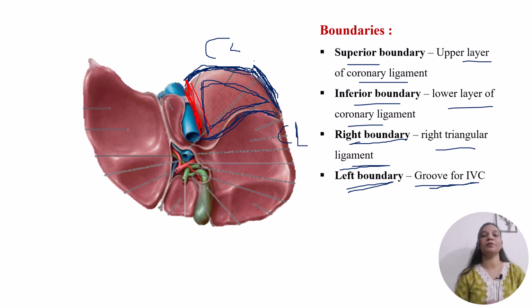So, these are all the important boundaries that you have to keep in mind regarding the bare area of the liver. The upper boundary is formed by the upper layer of the coronary ligament. The lower boundary is formed by the lower layer of the coronary ligament. The right boundary is formed by the right triangular ligament, and the left boundary is formed by the groove for the inferior vena cava. And the bare area is the area which does not have any peritoneum attached to it. Okay. Moving on.